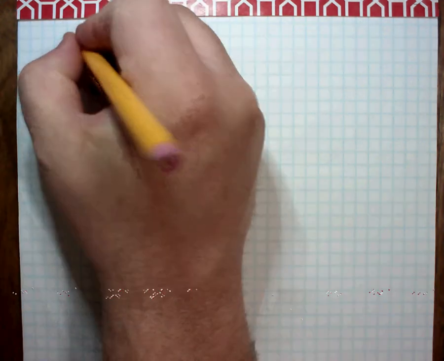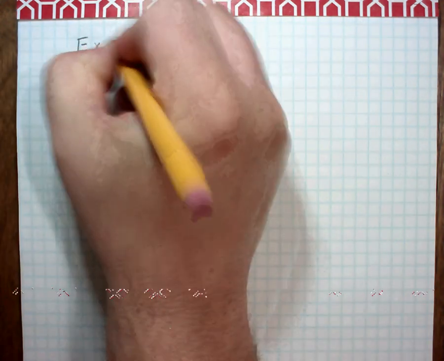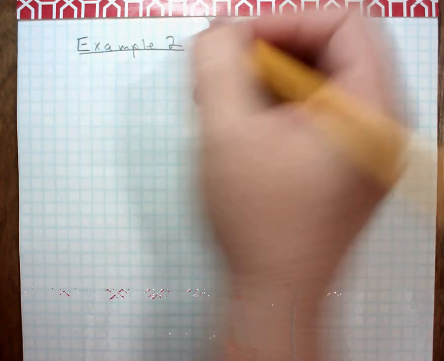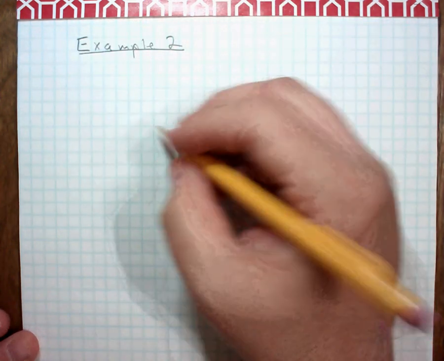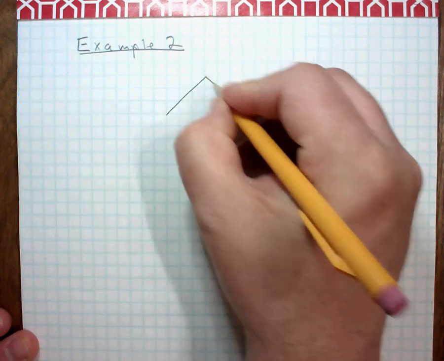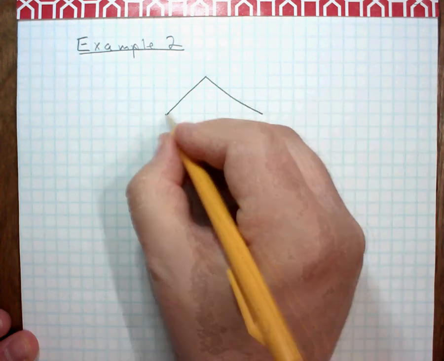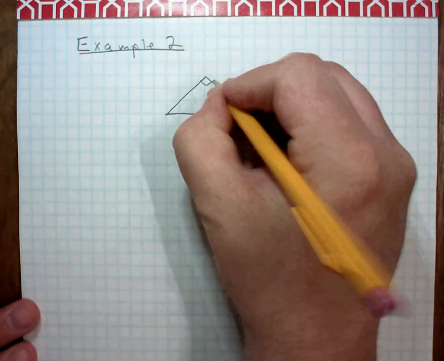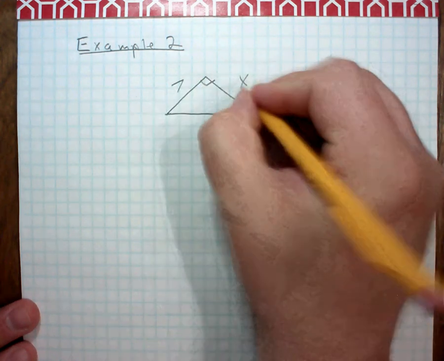For example number 2, we have a slightly different orientation of our triangle. Again, it's not quite drawn to scale. And again, we're asked to solve for x.